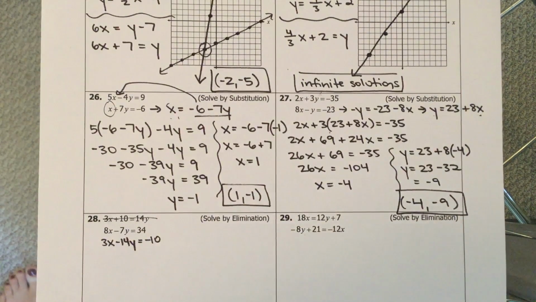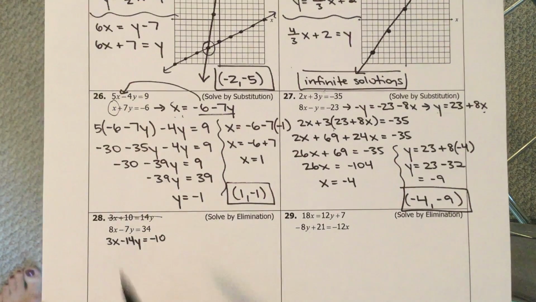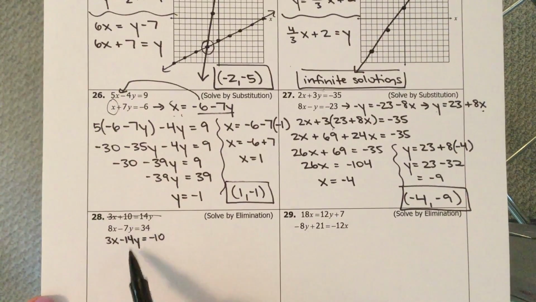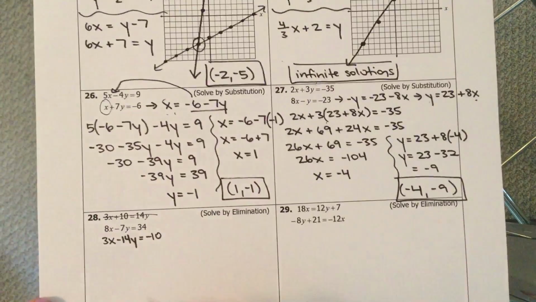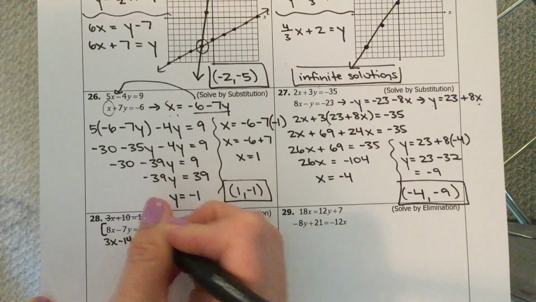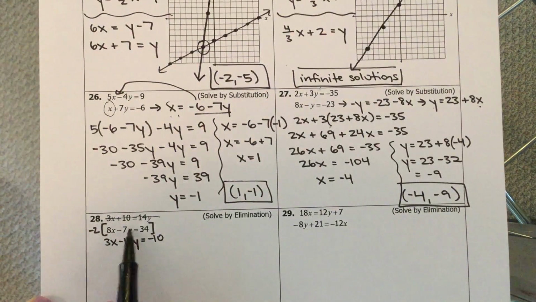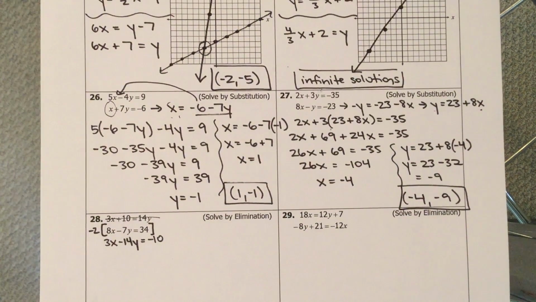So that's step 1. Step 2, multiply one or both equations to get the variable with the same coefficient. Okay, so the 8 and 3 is going to be a little bit challenging, but the 7 and 14 I can make work. If I take this whole top equation right here and multiply everything by a -2, then this will be a positive 14y, which will cancel with this negative 14y.